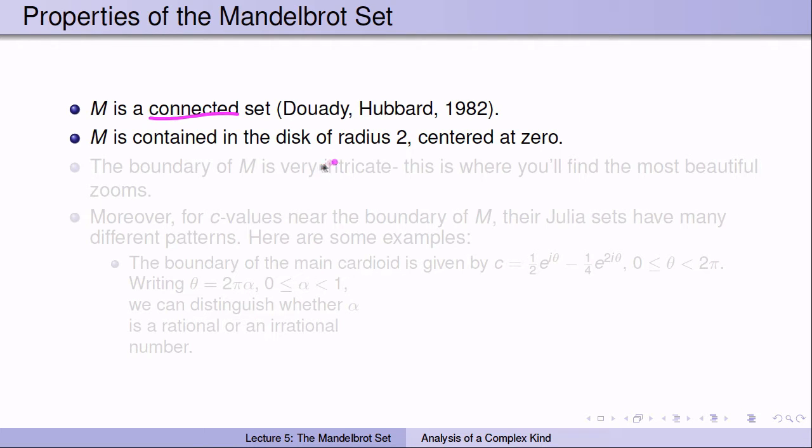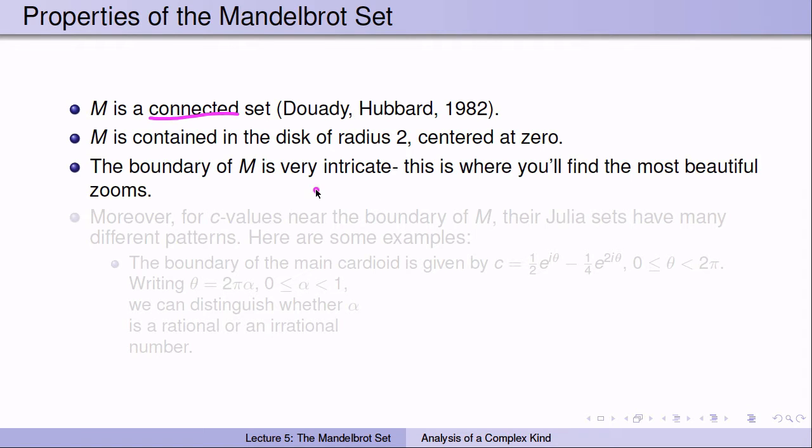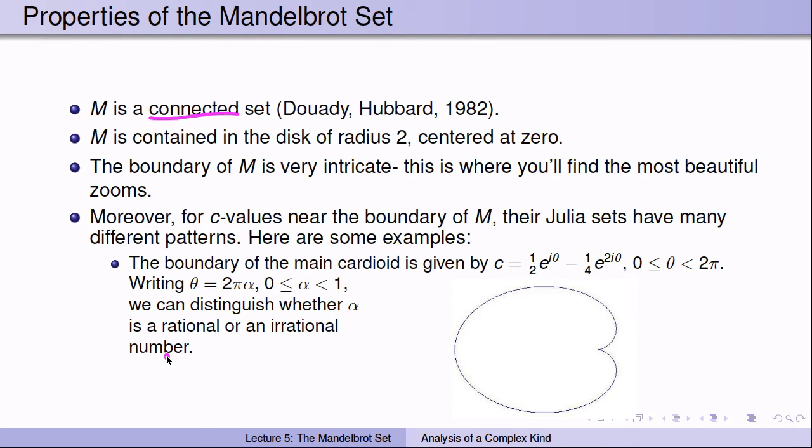The Mandelbrot set is contained in the disk of radius 2 centered at the origin. The boundary of the Mandelbrot set is very intricate. This is where you'll find the most beautiful zooms. So zooming into locations close to the boundary gives you more and more beautiful pictures. And moreover, for C values near the boundary of the Mandelbrot set, their Julia sets have many different patterns. And here are some examples of what patterns you might see.